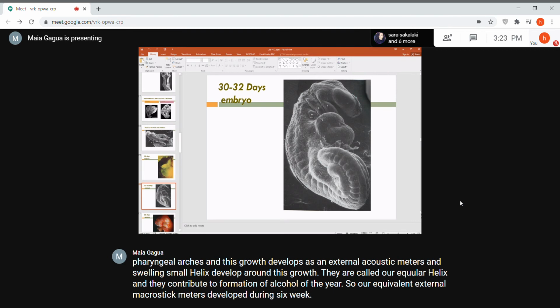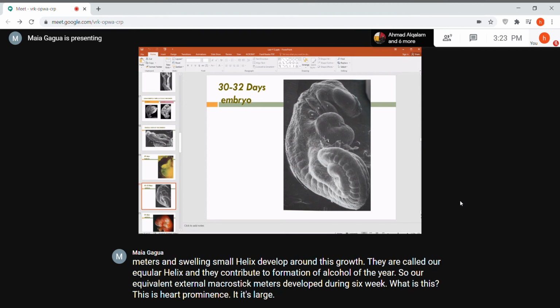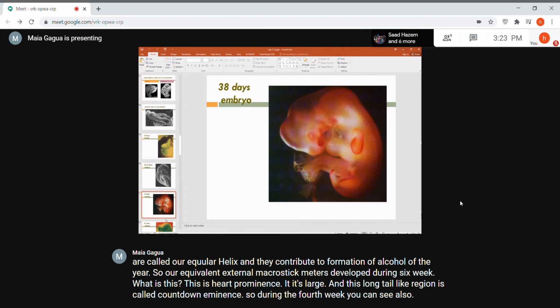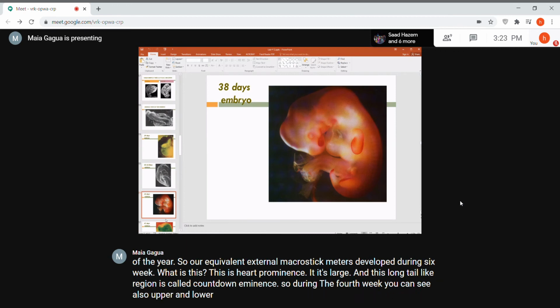What is this? This is heart prominence. It's large, and this long tail-like region is called caudal eminence. So during fourth week, you can see also upper and lower limb buds.